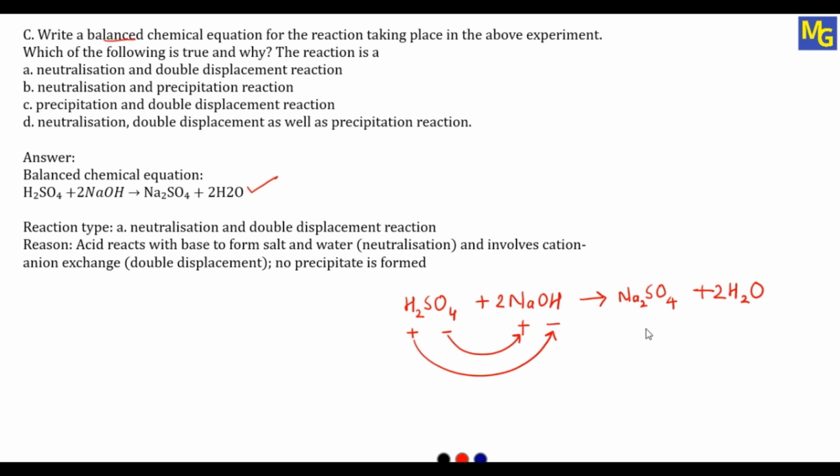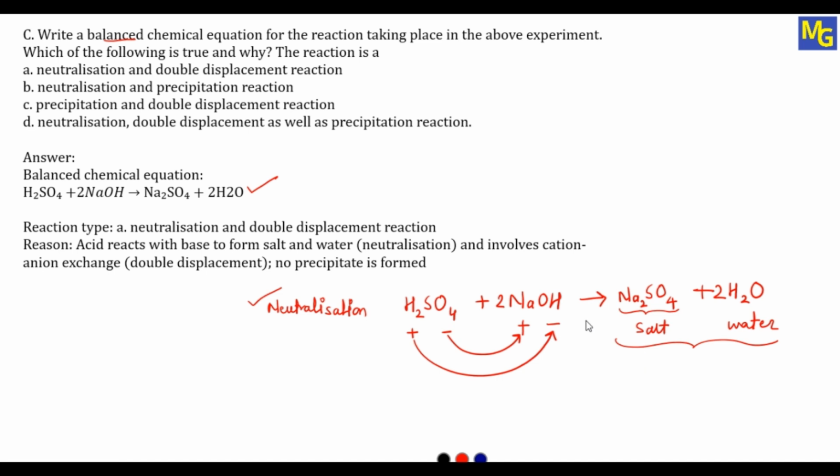Now this is salt and this is water. Whenever an acid and a base react to give salt and water, such reactions are called neutralization reactions. So it is clear that the reaction is neutralization. In the product, water is the medium, and the salt, sodium sulfate, is an aqueous salt. It can be easily dissolved in water. It will not form any precipitate. So there will be no precipitation.